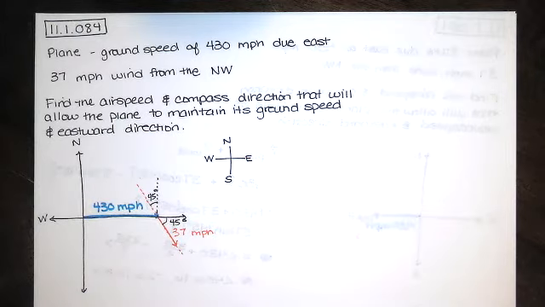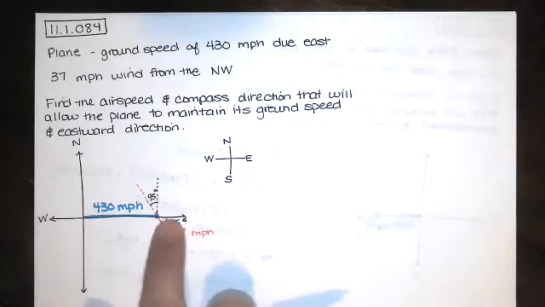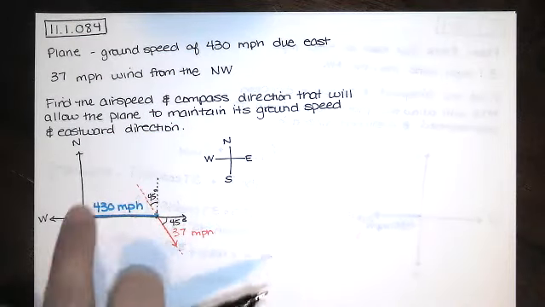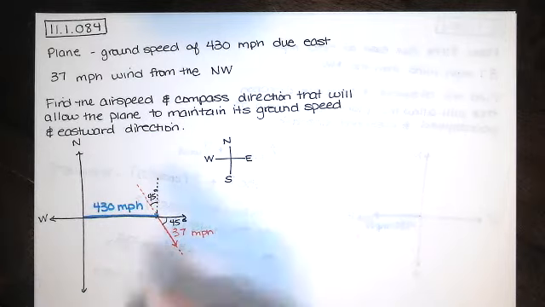extra wind velocity. So in other words, what we're looking for now is the appropriate speed and direction for the plane to go. So this vector plus some other vector is equal to this vector. This is what we want our resultant vector to be.